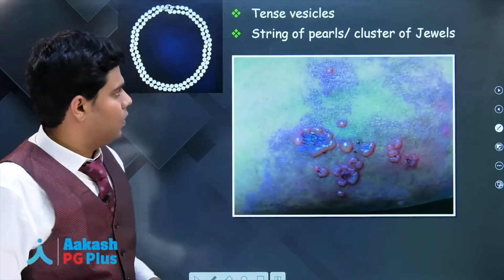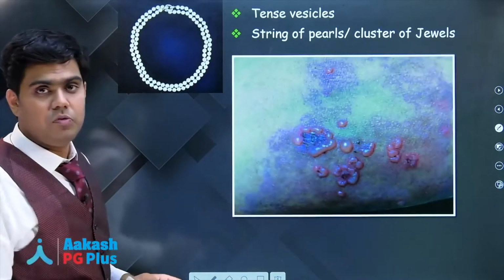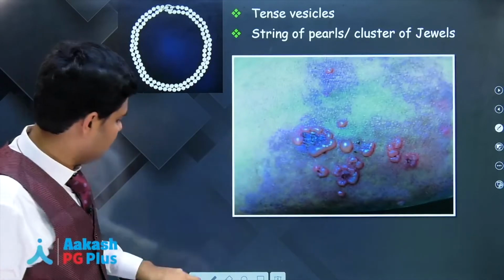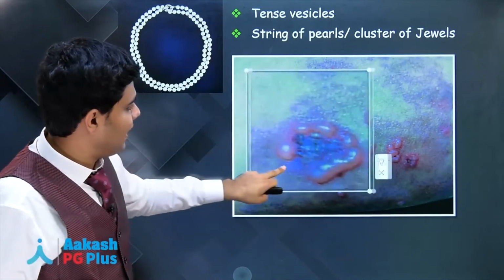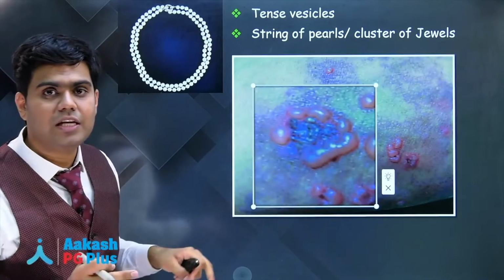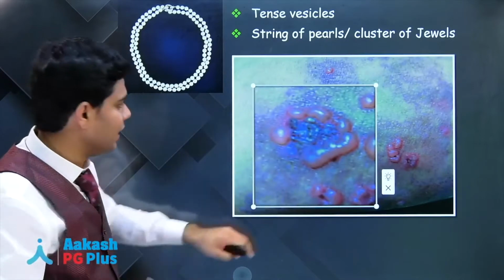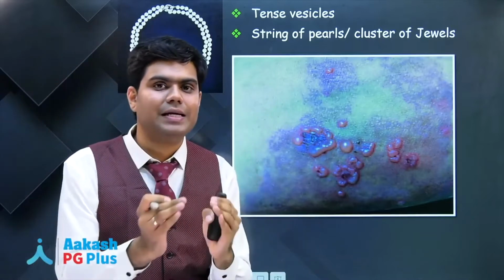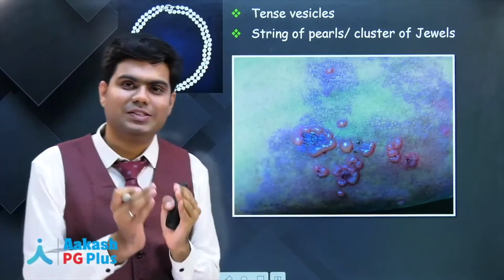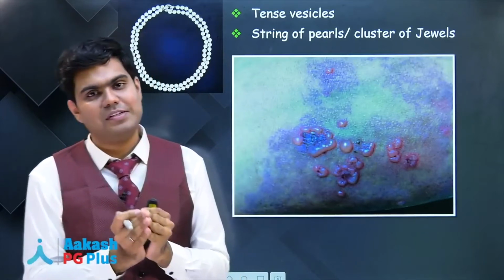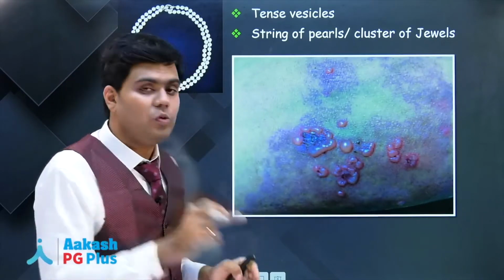Right. Whoa, what a beautiful structure. You can see tense vesicles. Let's zoom it. Tense vesicles, how are they arranged? They are arranged like string of pearls, right? Tense vesicles in a pattern of string of pearls or cluster of jewels. What will you think? Sir, we have not discussed this. How can we say? So remember it.